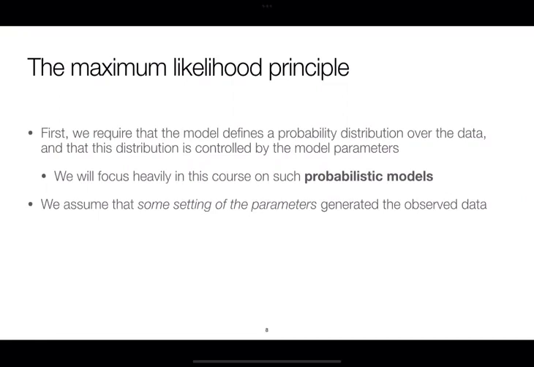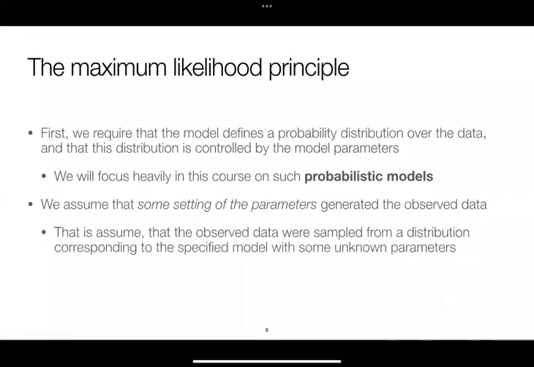In maximum likelihood, what we're assuming is that there is some setting of the parameters that generated the observed data. What does that mean? It means that we think that our model is specified correctly, right? So we think that there is a true underlying linear relationship, for example, between the inputs and the outputs. And really all we're trying to do is identify, recover what that linear relationship is. So there is some setting of the parameters. We don't know what those parameters are, but if we could just find out what they were, then we'd be able to explain our observed data.